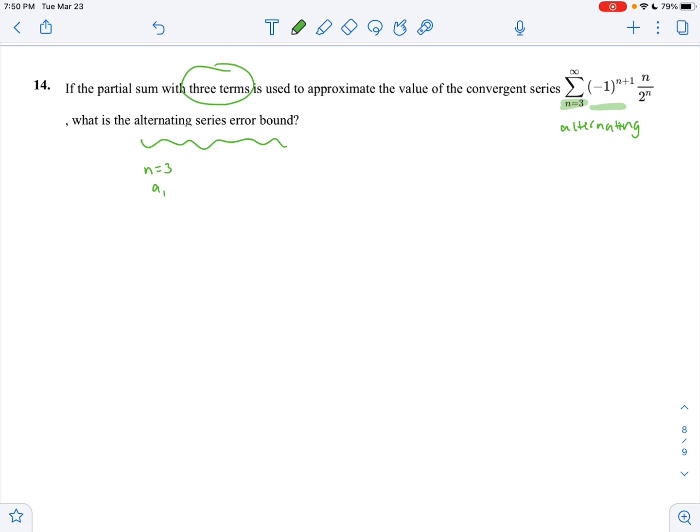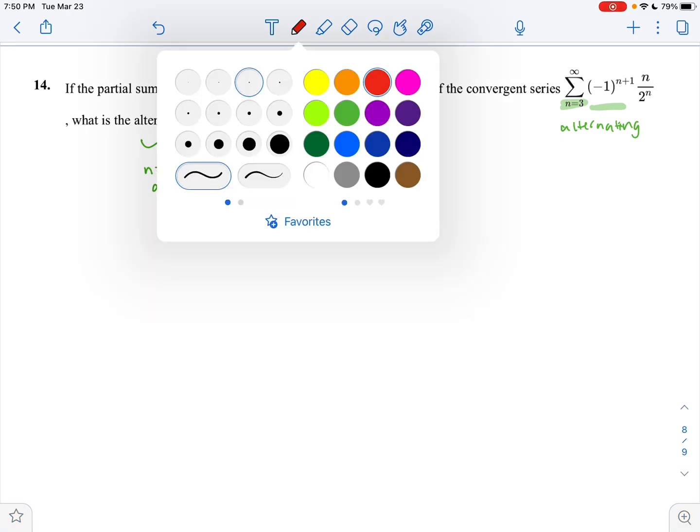And then the next term, a sub 2, would be your index 4. And then index 5 would give you your third term in this alternating series. So the a sub 1 is just to signify that's my first term, a sub 2 my second term, and a sub 3 my third term. So my error, which I'll do in red, is going to be whatever my fourth term is. And that is tied to my index of 6.